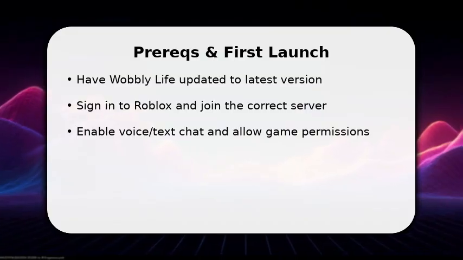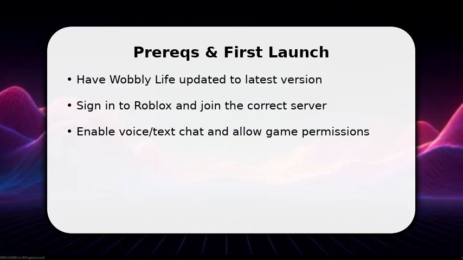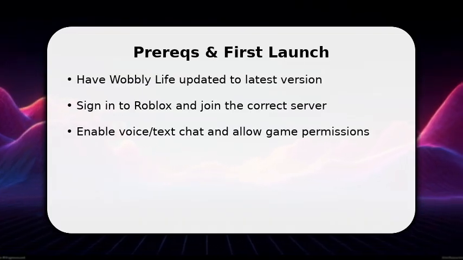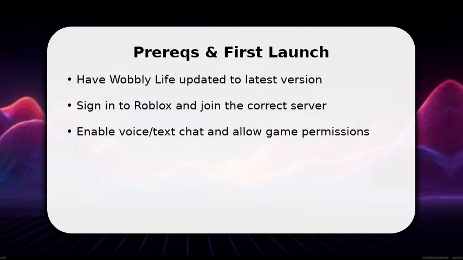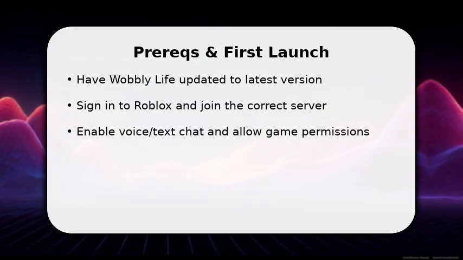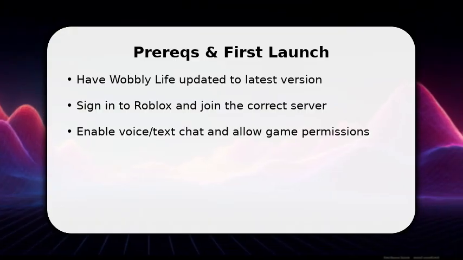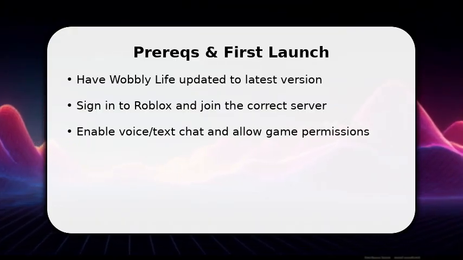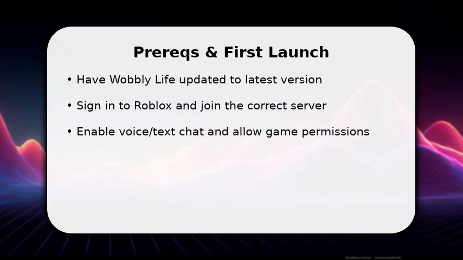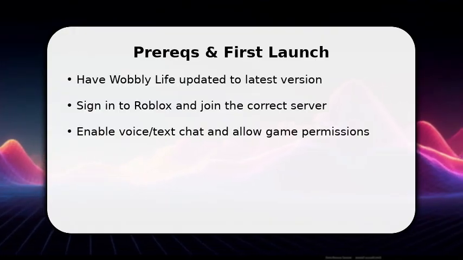You start by confirming prerequisites: latest Wobbly Life build, Roblox signed in and permissions granted. Once done, open the game and head straight to the main menu. Make sure you pick the multiplayer session where space updates occur. You'll then access the patch or event panel. This is the first actionable step.